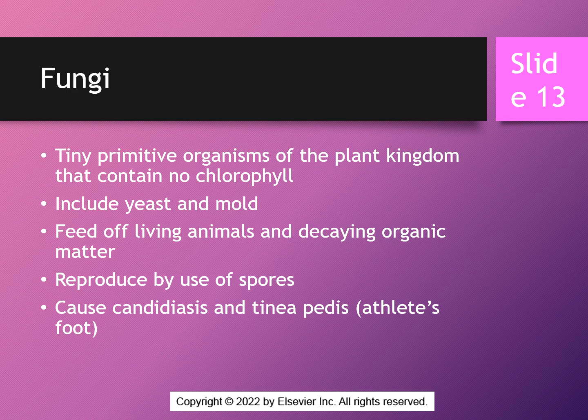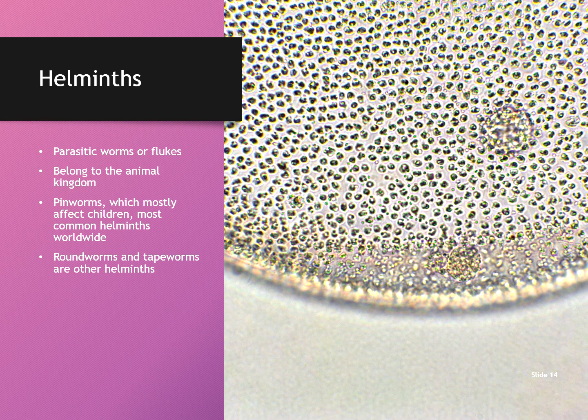Fungi are tiny, primitive organisms of the kingdom Fungi that contain no chlorophyll. Examples include yeasts and molds. They thrive in warm, moist environments. Fungi reproduce by means of spores. In humans, fungal infections are also known as mycoses. Helminths are parasitic worms or flukes belonging to the animal kingdom. Pinworms most commonly affect children, but they are the most common helminths worldwide. Roundworms and tapeworms are other helminths.